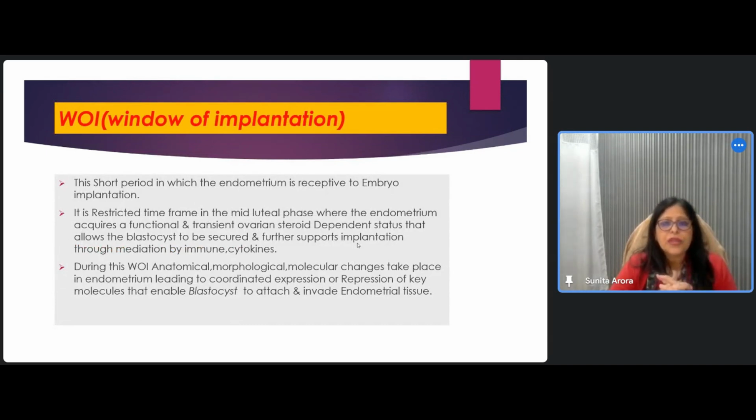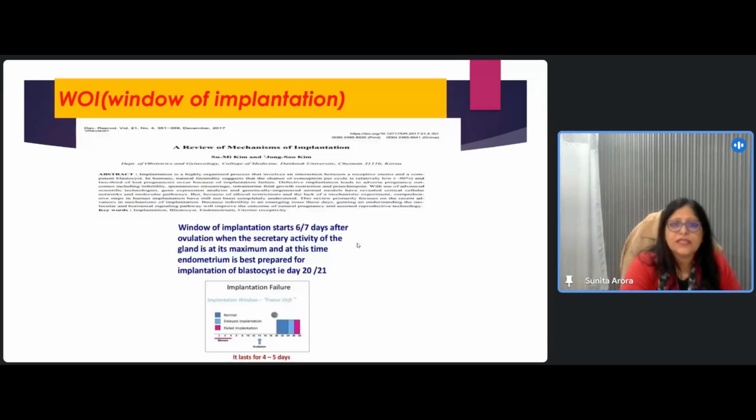Window of implantation, all of us are very well aware. If we do embryo transfer within the window of implantation, then your results are going to be there. This is a short period in which the endometrium is receptive to embryo implantation. It is a restricted time frame in mid-luteal phase where the endometrium acquires a functional and transient ovarian steroid dependent status that allows the blastocyst to be secured and further implantation through mediation of immune cytokines.